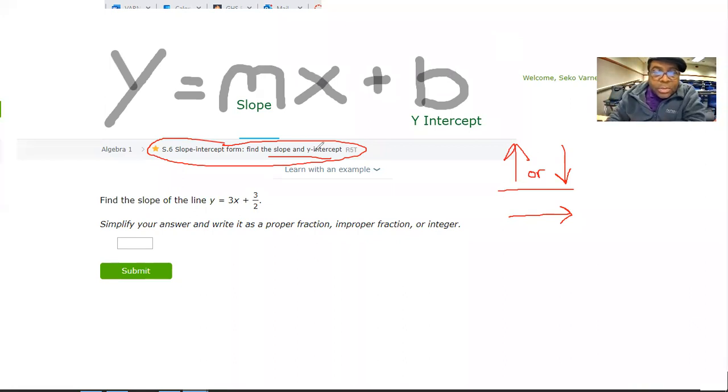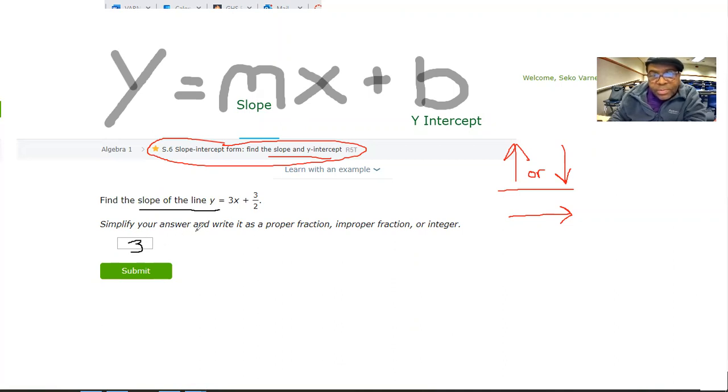Let's look at this problem. It says find the slope of the line y equals 3x plus 3 over 2. If we look at this slope-intercept form, we have the 3x, just like the mx, which is the slope, and then plus the y-intercept. So the y-intercept here is 3 over 2. The slope of the line is going to be 3. So you'll write in 3.